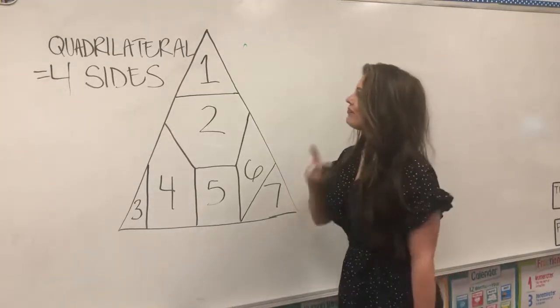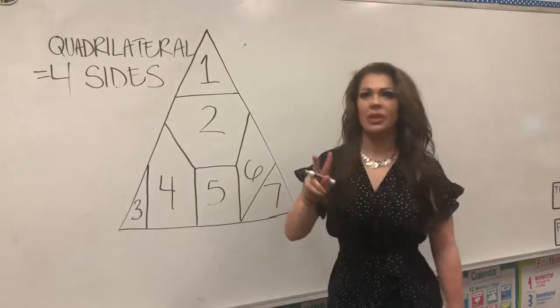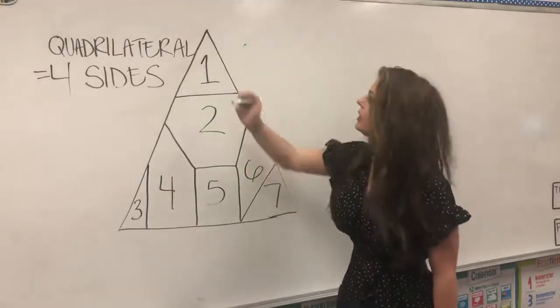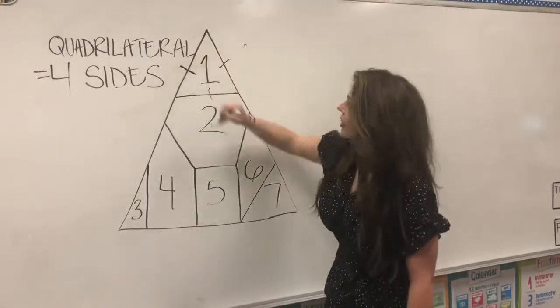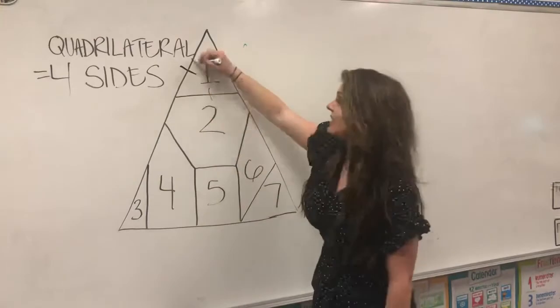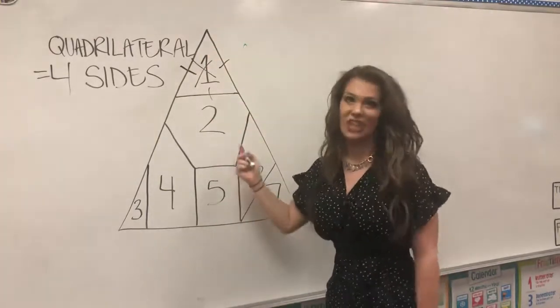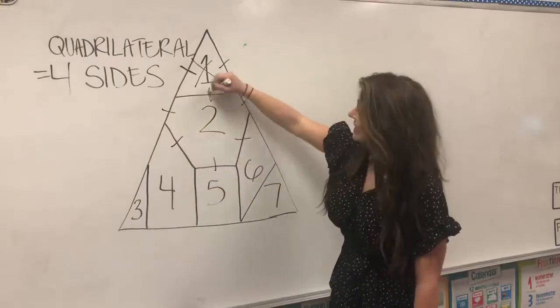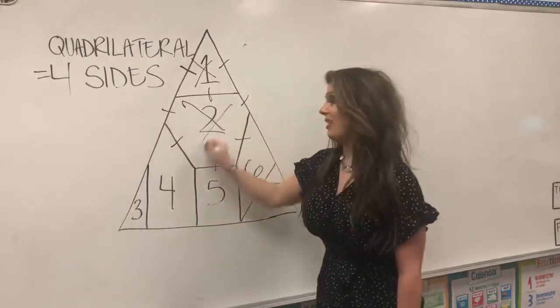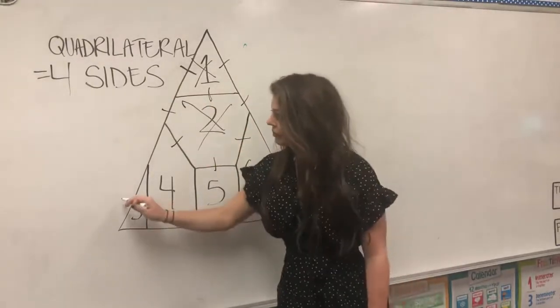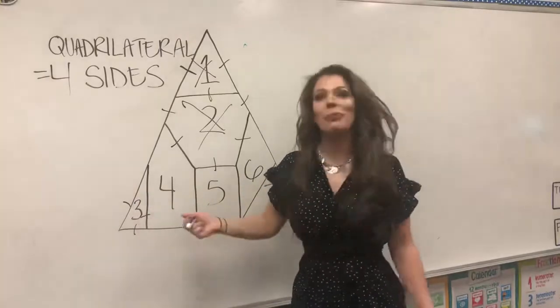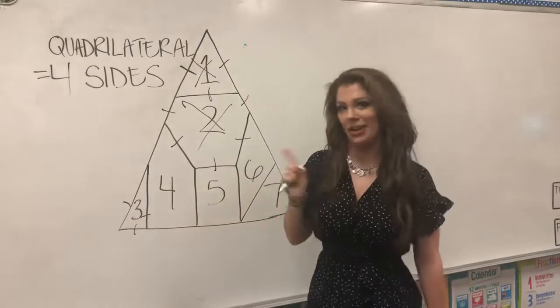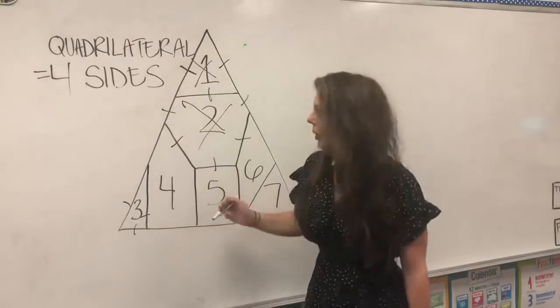Let's see. Which 2 shapes are quadrilaterals? Is it number 1? 1, 2, 3. 3 sides. That's not a quadrilateral. Let's try 2. 1, 2, 3, 4, 5, 6. Oh, definitely not. Let's try 3. 1, 2, 3. Number 3 has 3 sides. Not a quadrilateral.